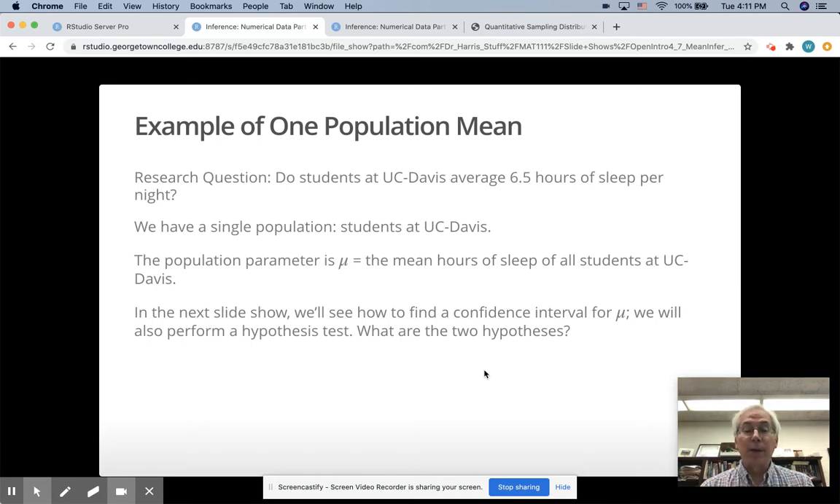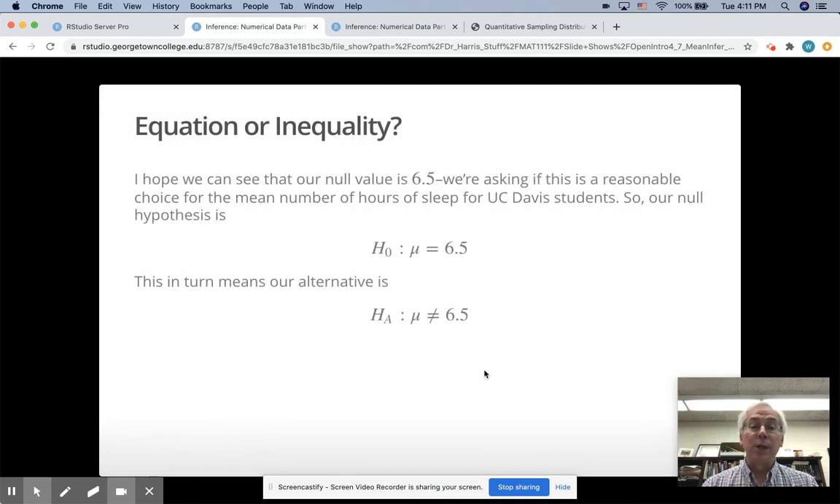Very shortly, we'll be talking about confidence intervals and hypothesis tests. But for right now, we're going to content ourselves with forming the hypotheses for the scenarios that we're looking at. If we're trying to talk about the mean number of hours of sleep, recall that our null hypothesis is going to be an equation. And so our null hypothesis in this case will be mu equals 6.5 hours. And we've been using 2-sided alternative hypotheses. And so our alternative hypothesis will be simply that mu is not 6.5 hours.